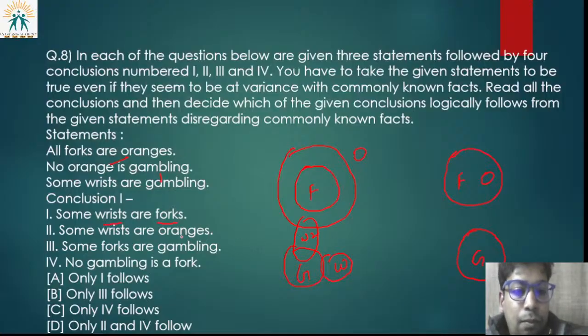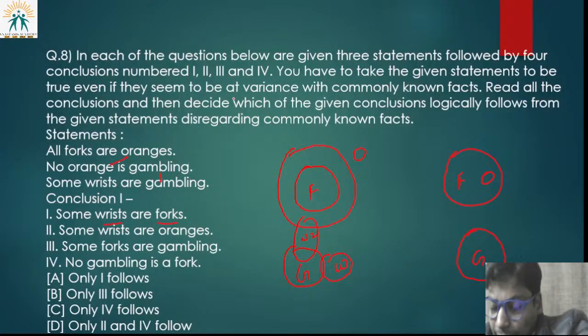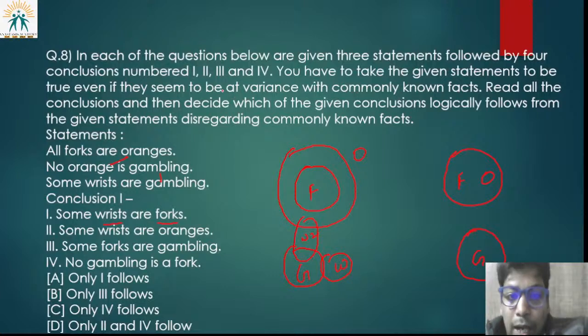Now as you can see, some wrists are forks is a possibility. If I draw it as a W3, it's a possibility, not a certainty, because W can also be outside, right? W can also be outside. So one is out, definitely. Some wrists are oranges. What about this? Again, it's a possibility. It is out.